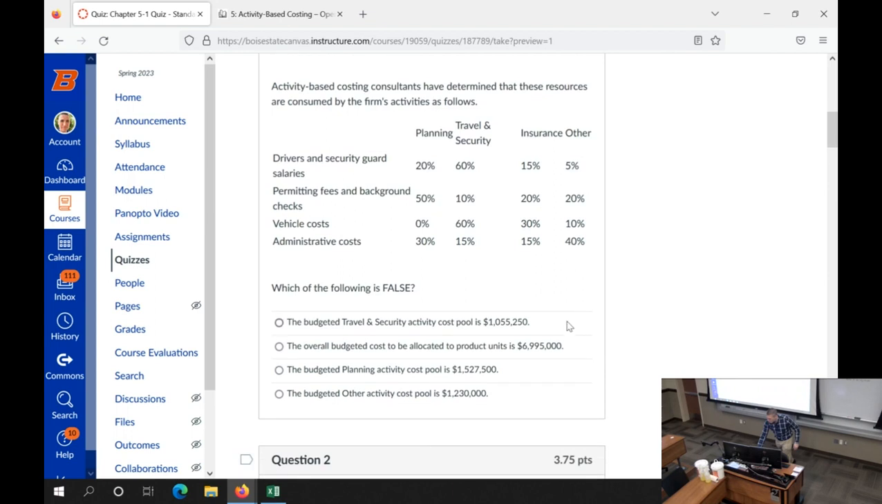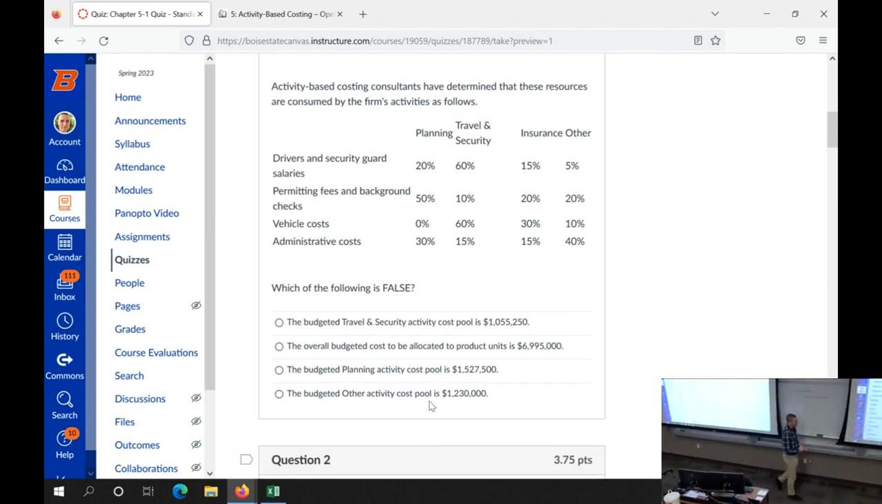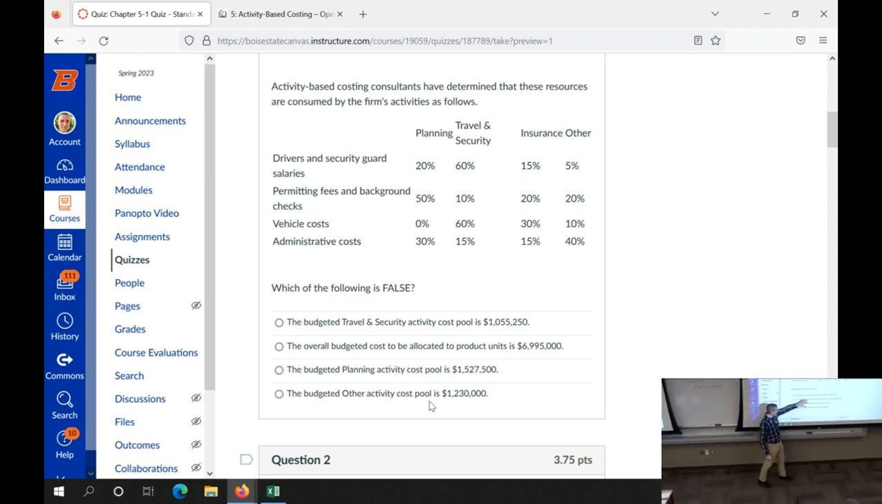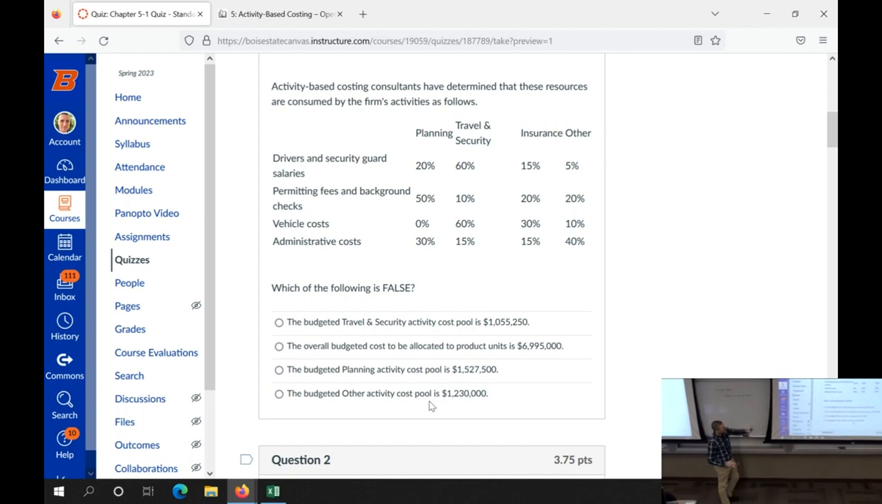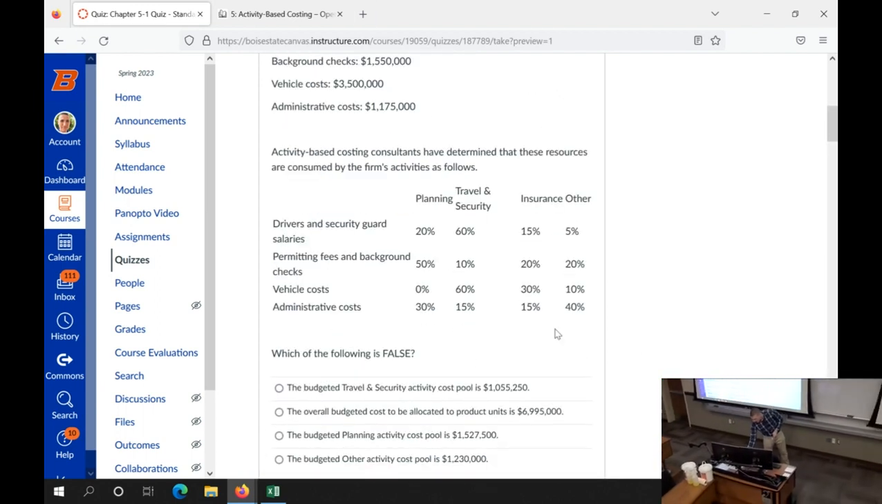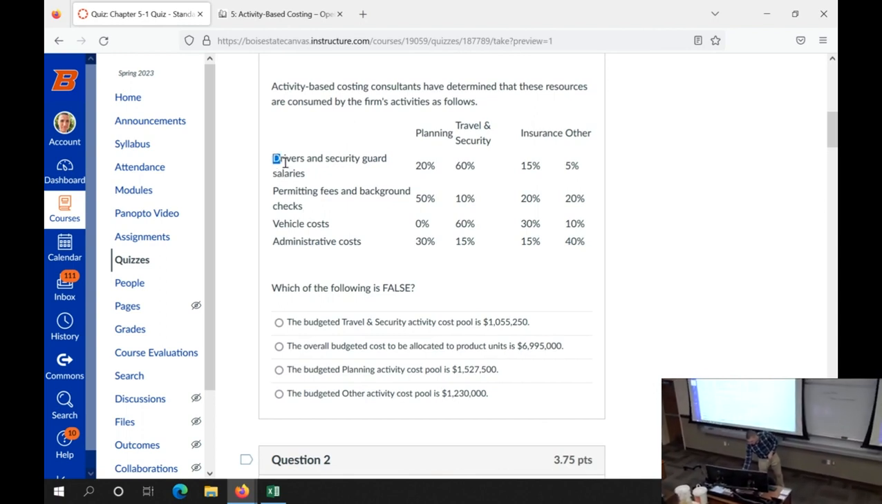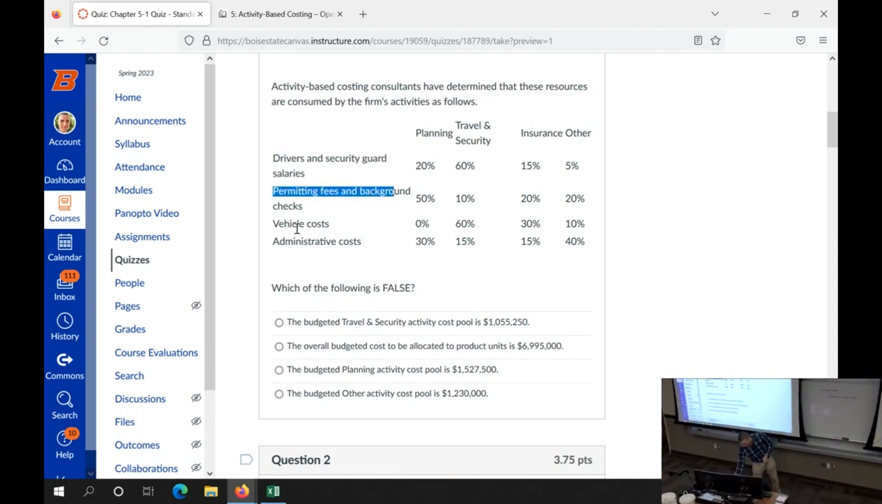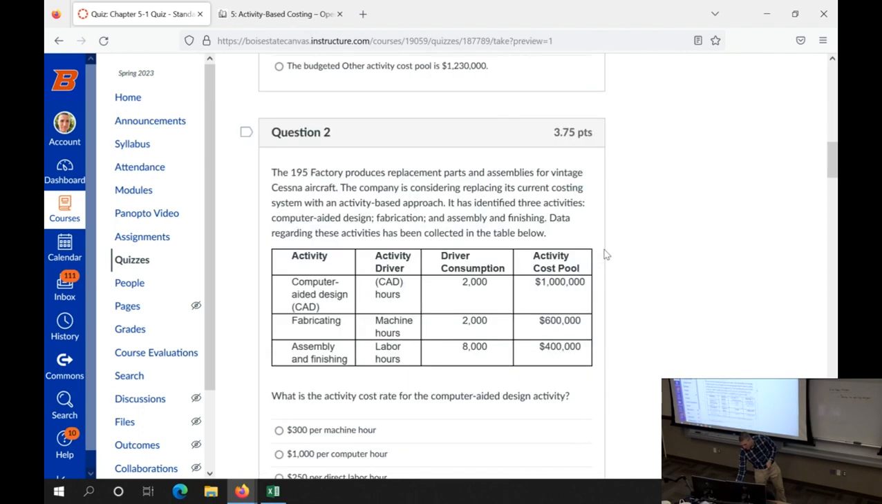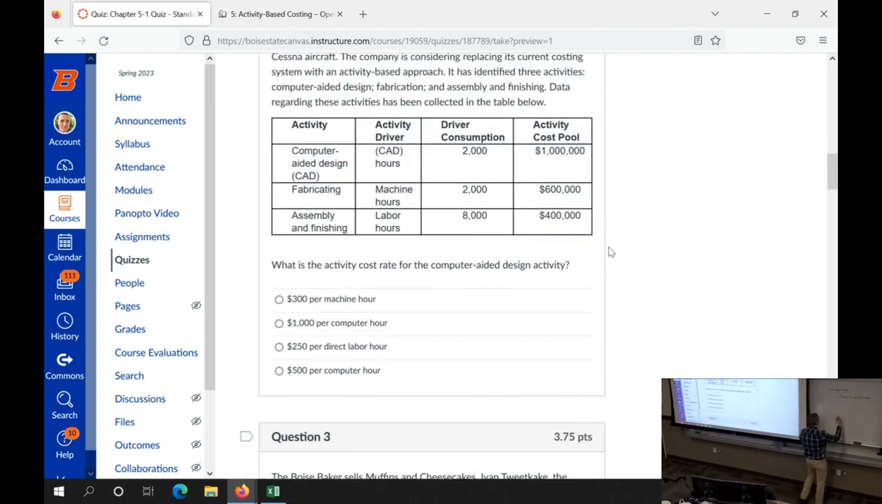It's asking you which of these is false, and each of these answer choices is some amount for an activity cost pool of some kind, something related to that. So you have to use the information from GL categories and the percentage table to figure out what the activity cost pool is for each of these, and then determine which of these statements is incorrect based on that.